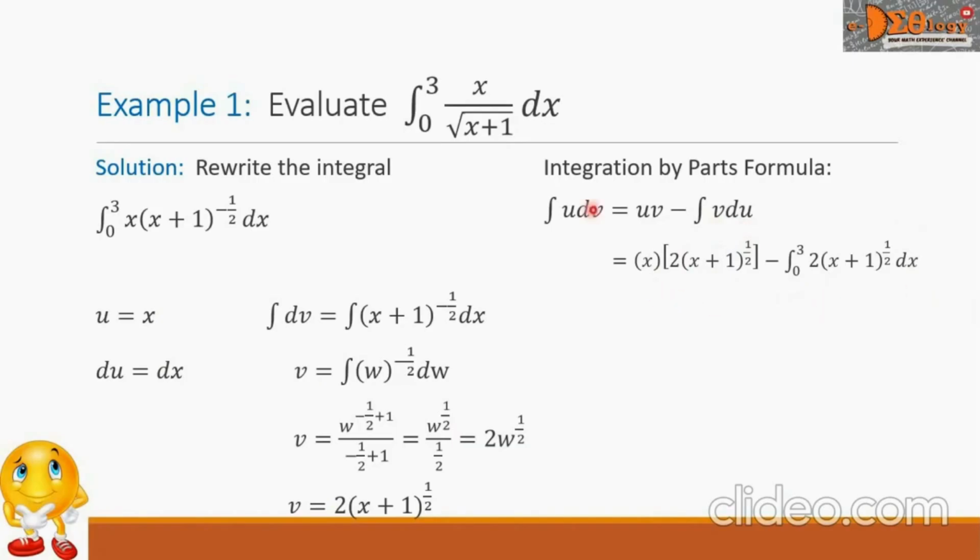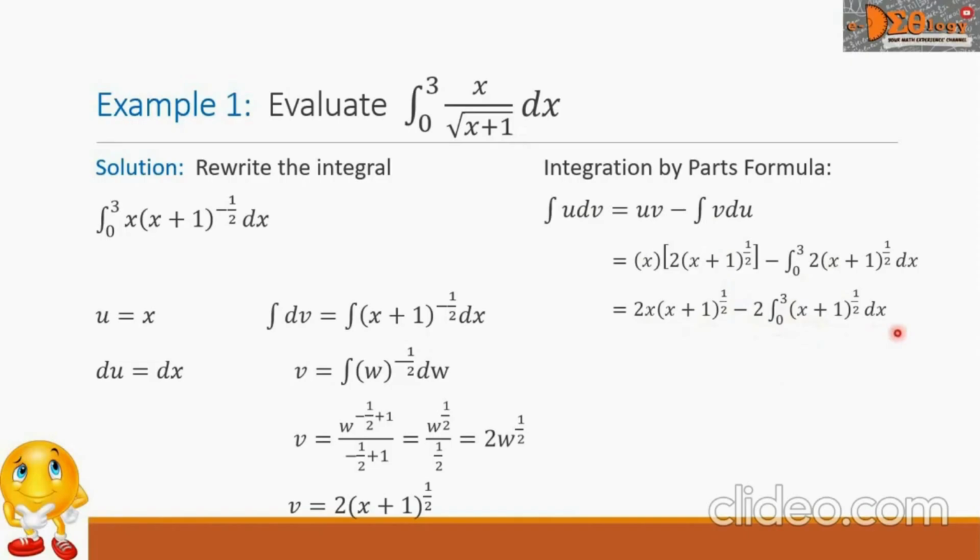Simplifying further, the u and v can be combined together, so we have now 2x times the quantity x plus 1 raised to 1/2, minus. For the integral here, let us move the constant 2 outside the integral sign. So we have now 2 times the integral from 0 to 3 of the function x plus 1 raised to 1/2 dx.